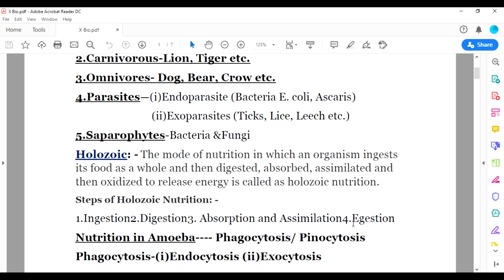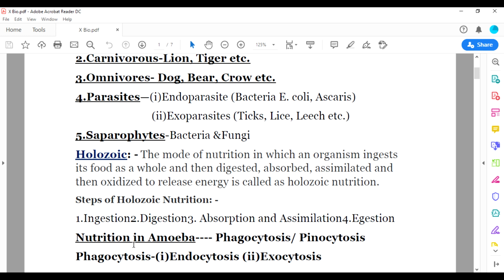Non-digestible or waste is released out of the body. The process of releasing waste out of the body is called egestion. All the animals are holozoic.